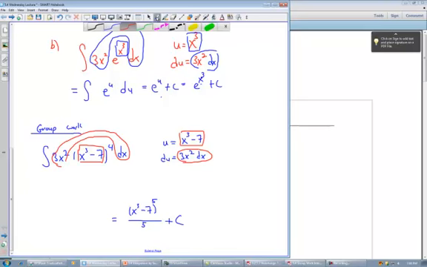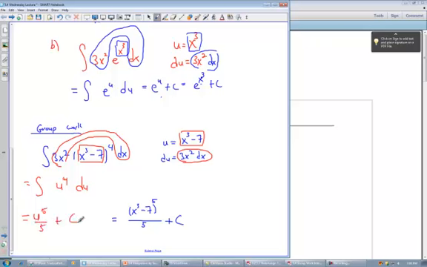So this is going to be equal to the integral of u to the 4th. And here, this is my du. So 3x squared dx is just my du. Now this is just a power of u, which I can integrate. I add 1 to it, so u to the 5th divided by 5.